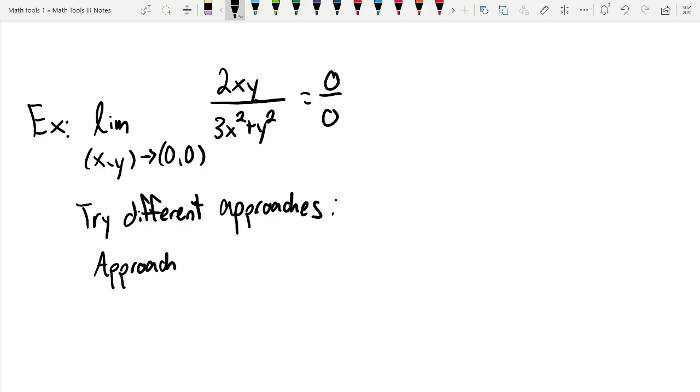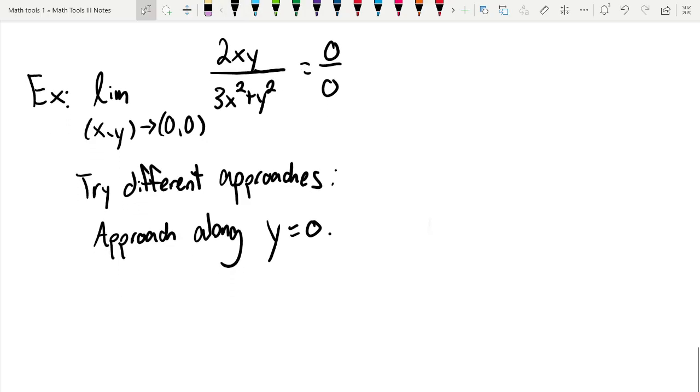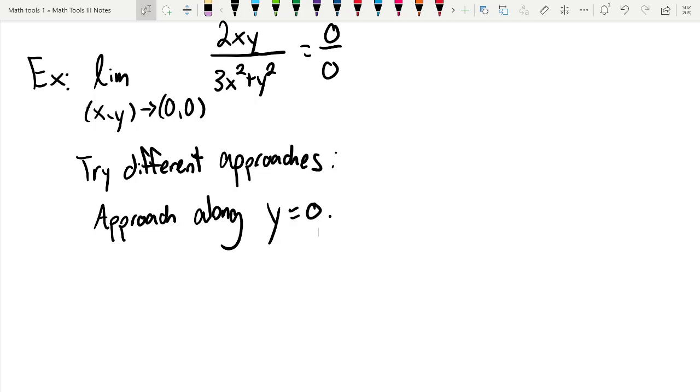approaching. So let's approach along y equals 0. So in other words, the x-axis, right? So this is a pretty natural way to approach it. So if we're on the x-axis, that means that y is equal to 0, right? So what we do here is we think about the function on the x-axis. So this would be f of (x, 0), which is going to be just 0 if you plug in 0 for y, right? You have 0 divided by 3x squared, so 0.